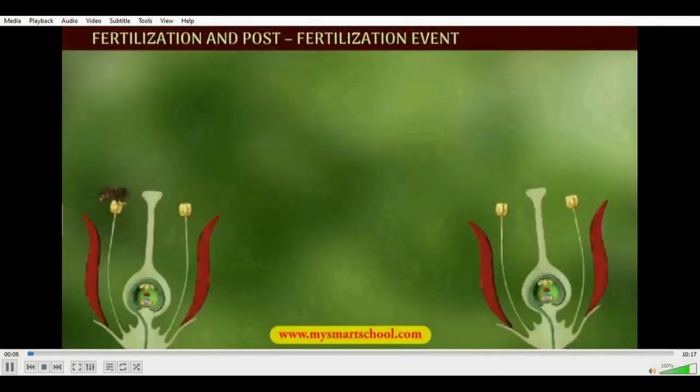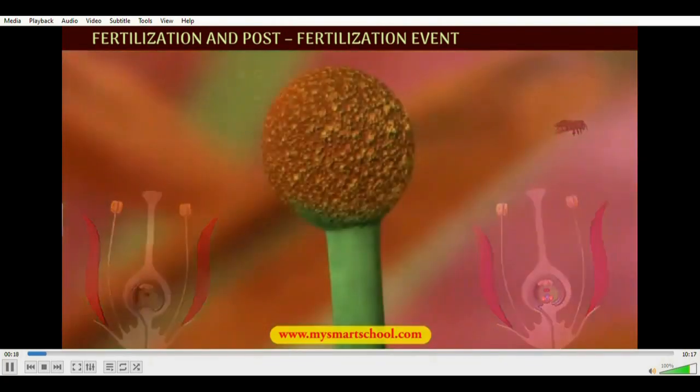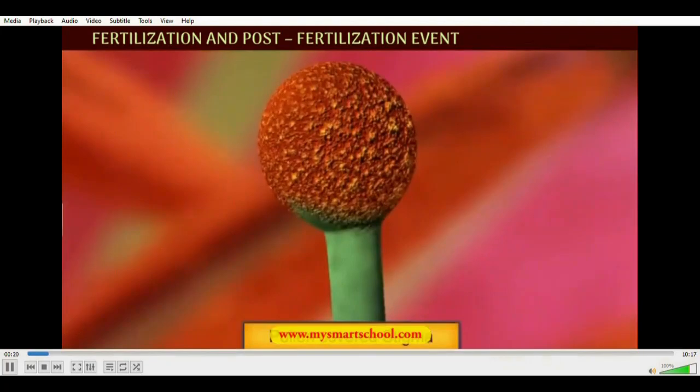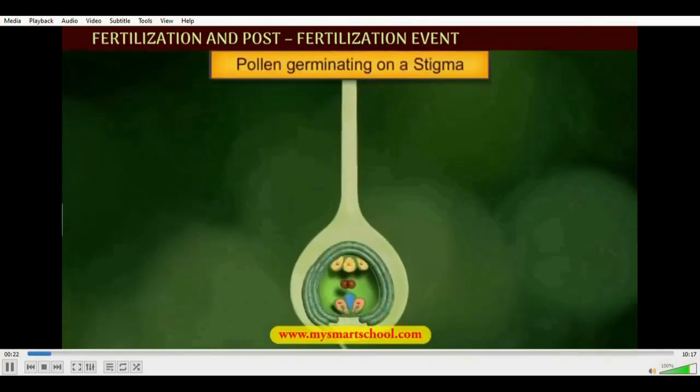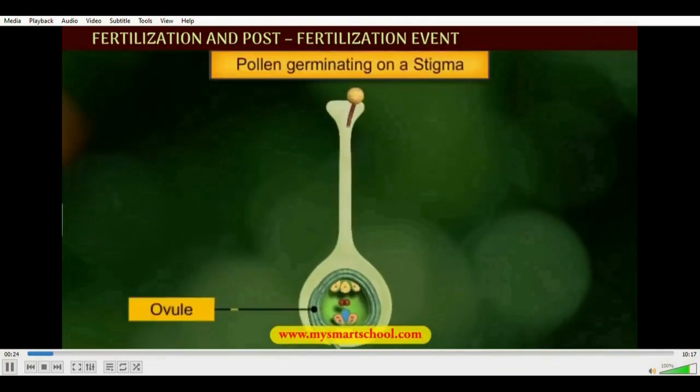In flowering plants, pollination is an important mechanism that aids in transferring the pollen released from the anther. If the pollen is of the right type, the stigma induces it to germinate and produce a pollen tube.